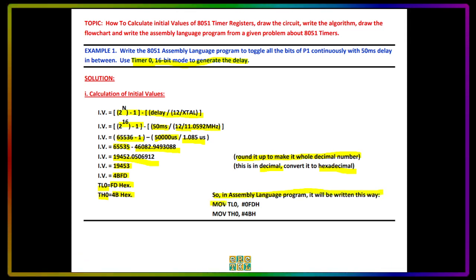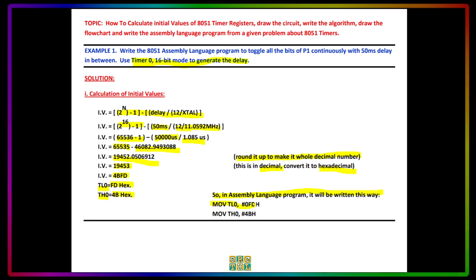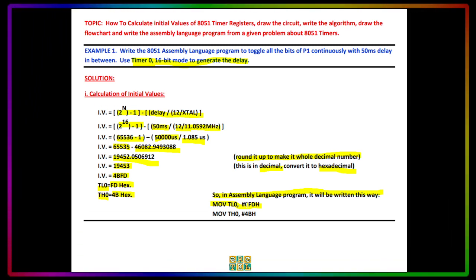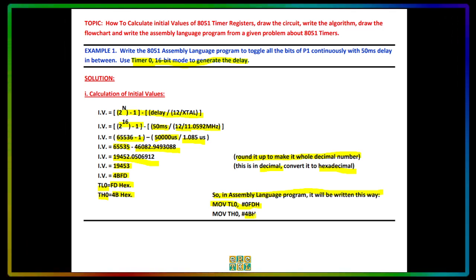So in assembly language programming, it will be written in this way. We have to use MOV, or move, space, TL0, comma, space, hash, 0FDH. Now the 0 here is required whenever the hexadecimal number starts with a letter. So if you are using A, B, C, D, E, F for your hexadecimal number, you need to put 0 before writing the hexadecimal letters A, B, C, D, E, or F. Now, for the hexadecimal number 4B, it starts with a number 4, so no need to put 0 as a prefix before the number 4.